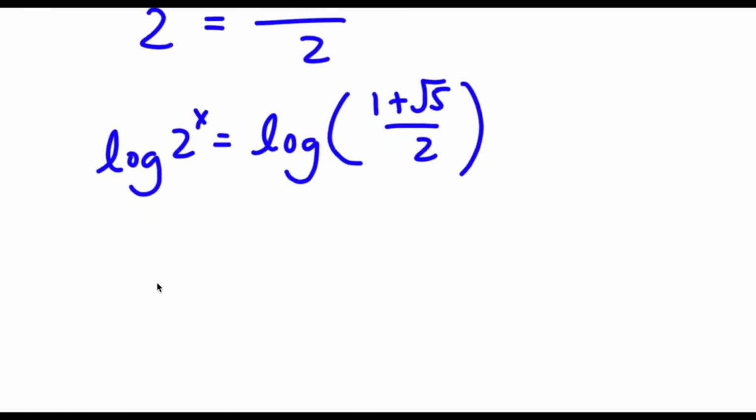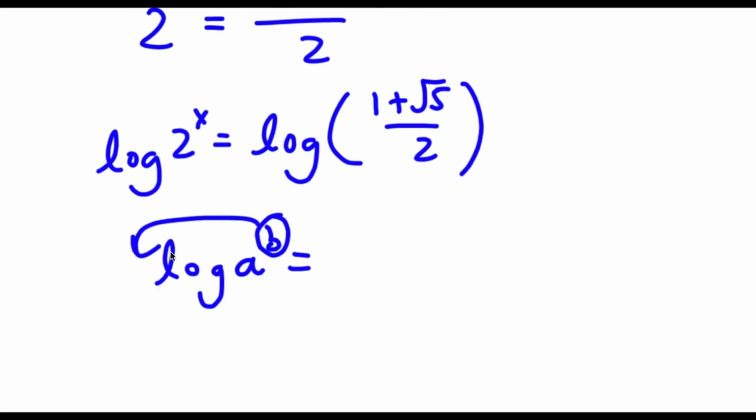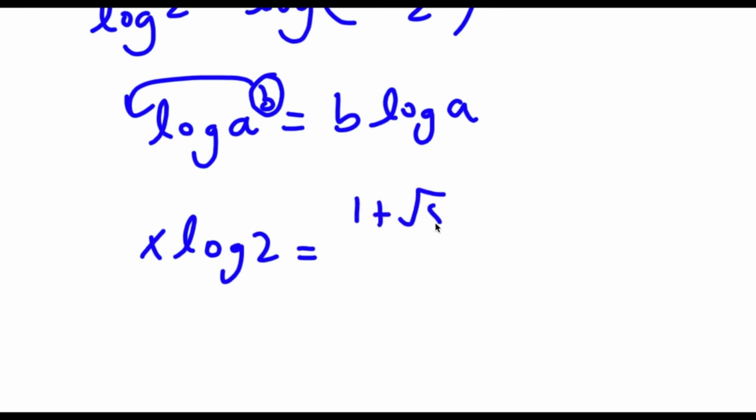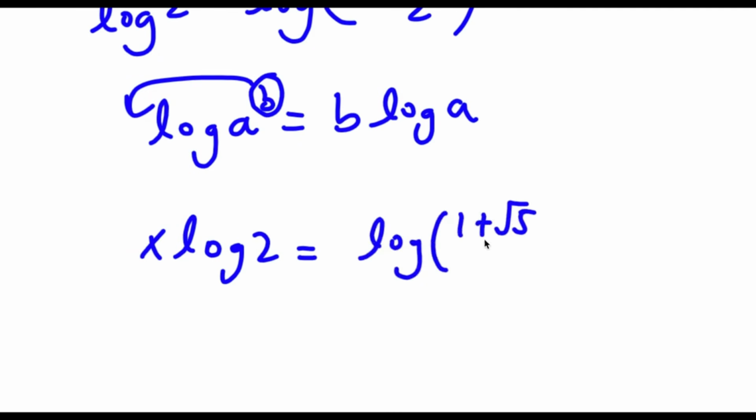Now, an important property of logarithms is that if I have something in the form log a to the power of b, I can move this exponent b to the front. So this can equal b times log a. So in this case, for log 2 to the power of x, I can move x to the front. So this is going to equal x times log 2, which is going to equal log of (1 plus the square root of 5) over 2.